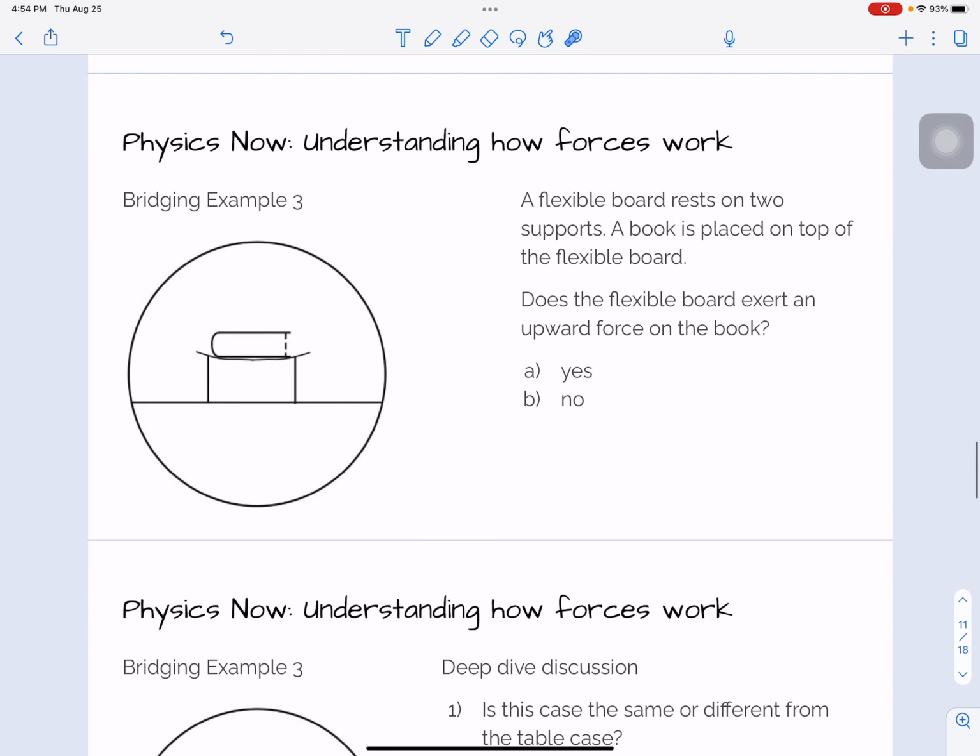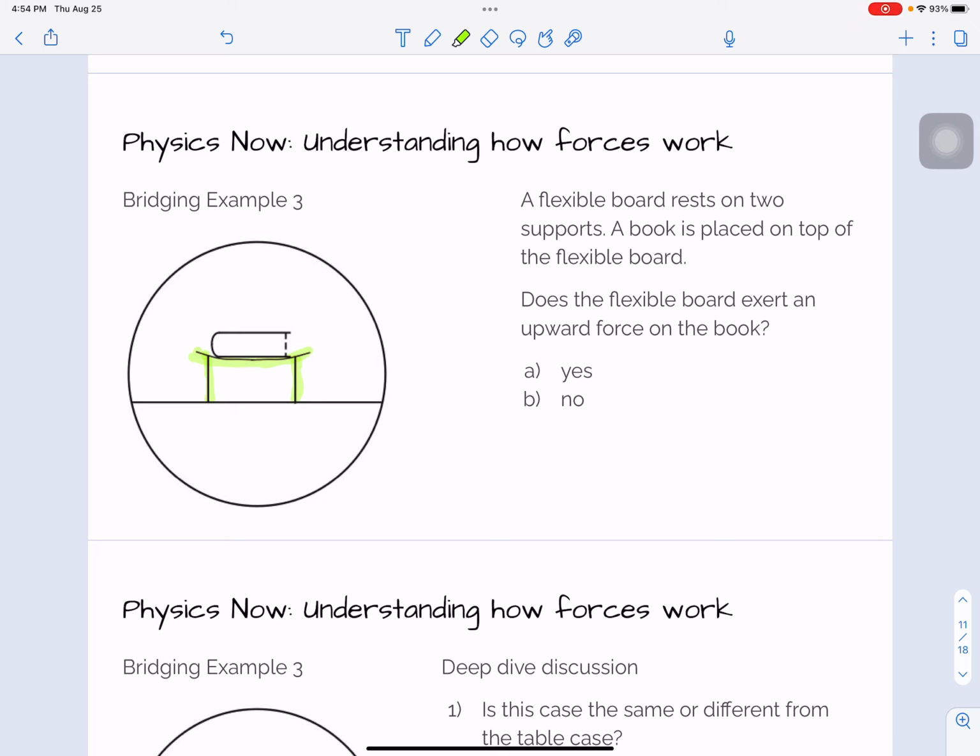Bridging example 3. Okay, so now we've got these two supports, and this is a flexible board, like a piece of balsa wood. And if you actually want to see this, I have a demonstration set up at the front of the classroom, and I can show that to you.